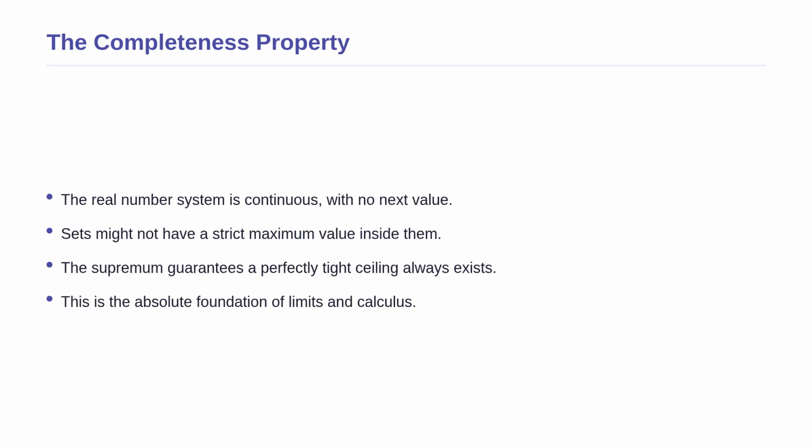So, we have proven our bounds. But you might wonder why mathematicians care so deeply about these tight ceilings and floors. The reason is that the real number system is continuous. Unlike simple integers, real numbers do not have a next or previous value. In calculus, we constantly need to find limits, maximums, and minimums of complex curves. As we saw with the open interval, a set of numbers might not actually have a strict maximum value inside it. The supremum guarantees that a perfectly tight ceiling always exists, thanks to the completeness property.